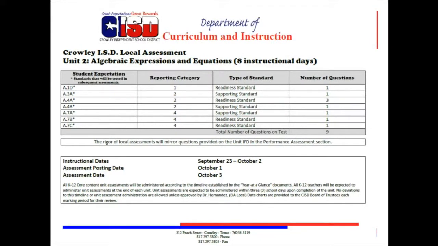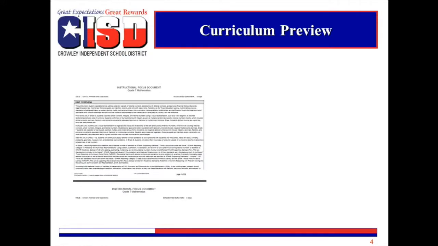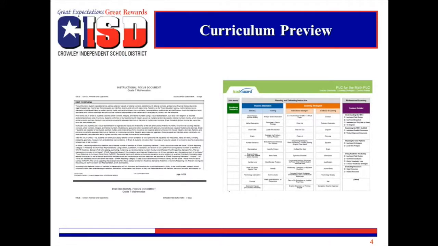Now pause to review the Unit 2 local assessment blueprint. 8 instructional days will be utilized for Unit 2. September 23rd through August 2nd are instructional days for Unit 2. The Unit 2 local assessment will be available for printing purposes on October 1st, and the unit should be assessed on October 3rd. Please keep in mind that teachers are to administer unit assessments within 3 days upon completion of the unit. For today's PLC purpose, materials you will need are the Unit 1 IFD and the PLC for Math PLC.